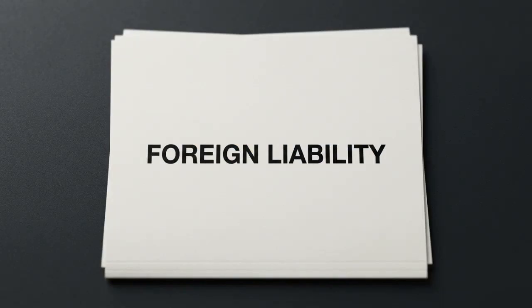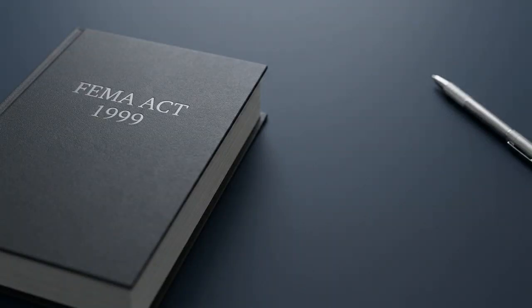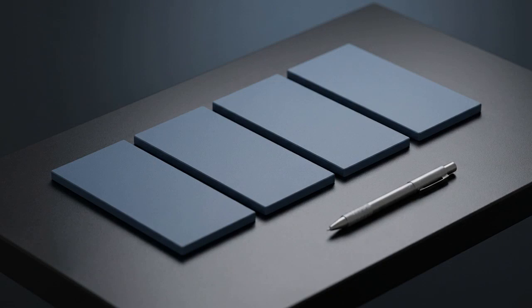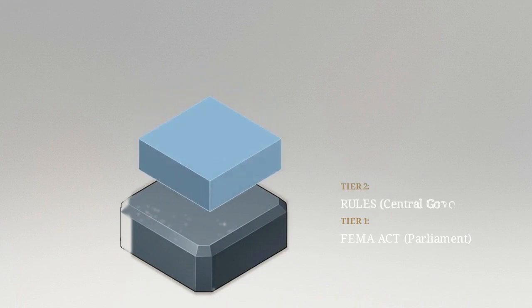Now we turn to the $2 million shareholder loan. As a capital account transaction, we cannot prove a negative. We have to locate a specific enabling rule. To find that rule, we have to look past the main FEMA Act. The regulatory architecture operates across 4 distinct levels of authority. This blueprint illustrates the hierarchy. The foundation, Tier 1, is the parent statute enacted by Parliament. Sitting just above that is Tier 2, the broad rules issued by the central government. Together, they form the legal boundaries.